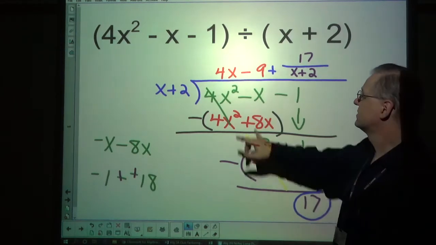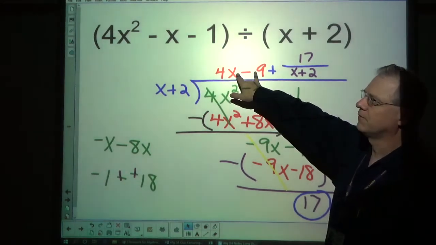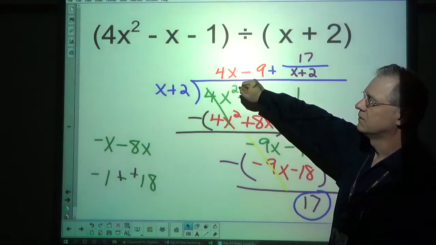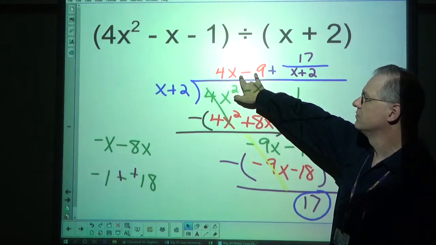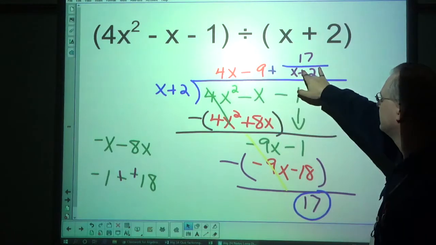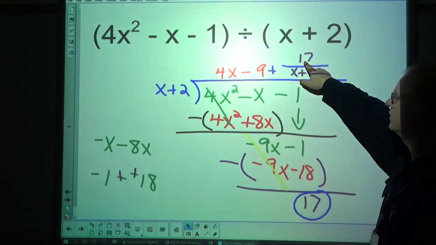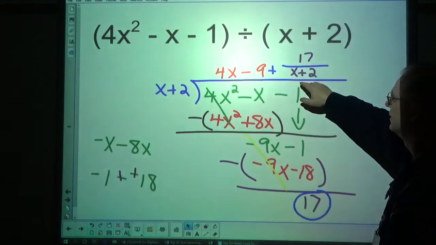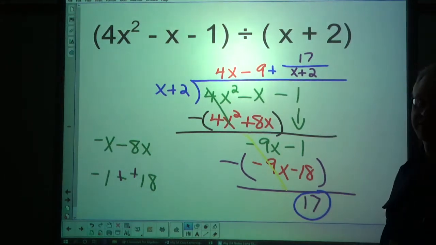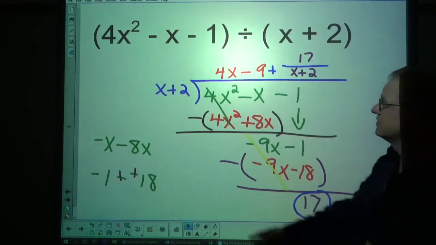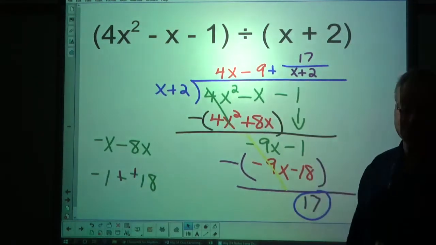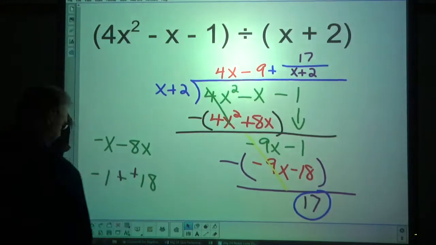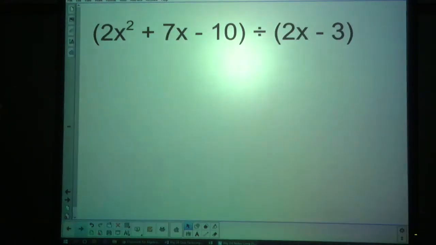Now some books will say this is the quantity q, I think they use, or q of x, and they call this part alone r of x, the remainder. I think it's easier just to write it as this form, because if I actually distributed x plus 2 times this, I would get this back. All right, here's our next example.